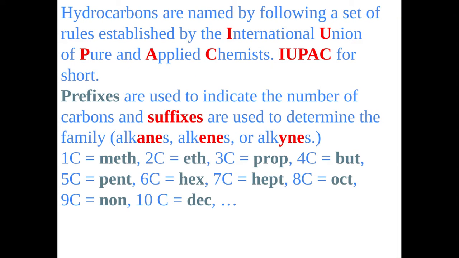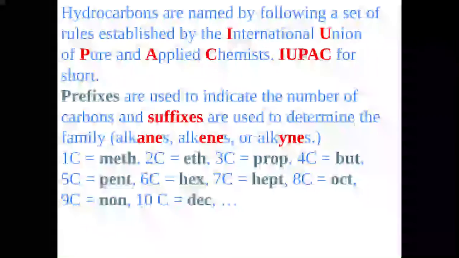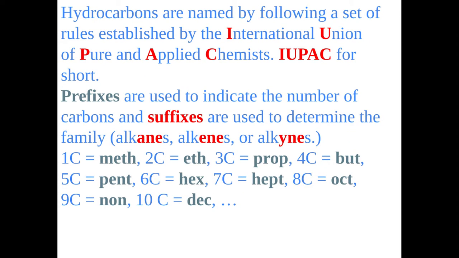So if we take a look at all of the prefixes, notice the color code here. If I've got 1 carbon in the chain, the prefix is meth. 2 carbons is eth. 3 is prop. 4 is but. 5 is pent. 6 is hex. 7 is hept. 8 is oct. 9 is non. 10 is dec. And then it goes on from there. But we're only really going to go up to 10 carbons in the long chain.